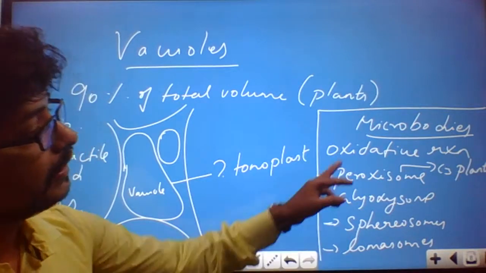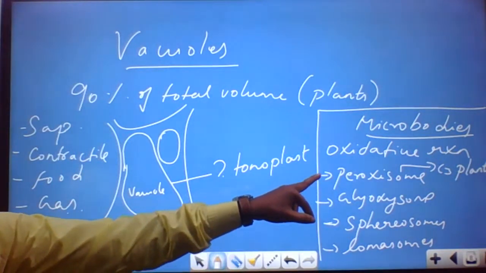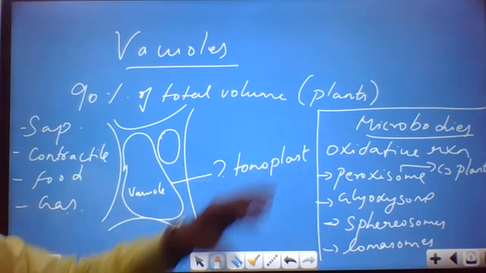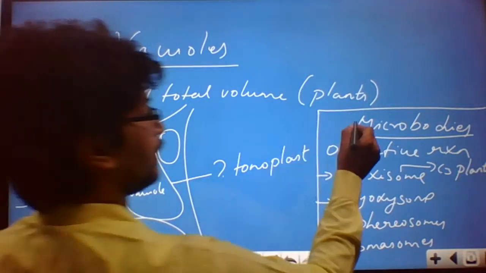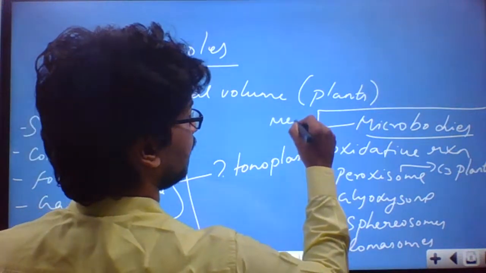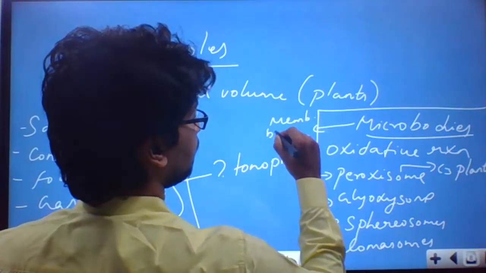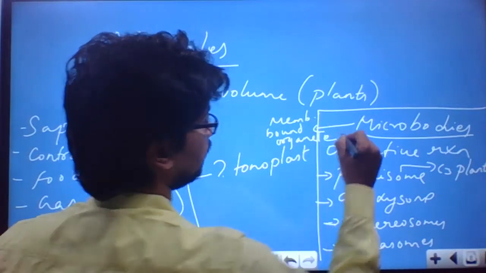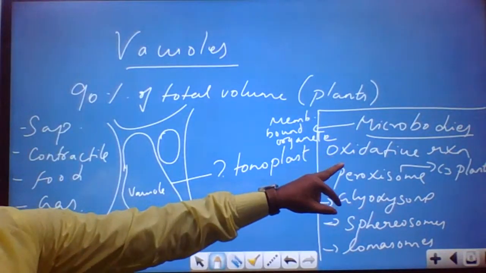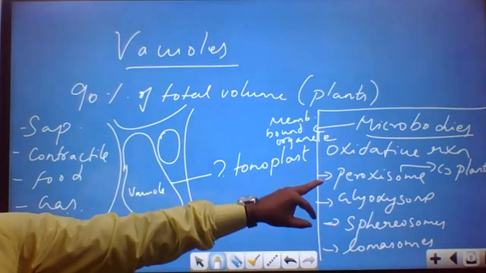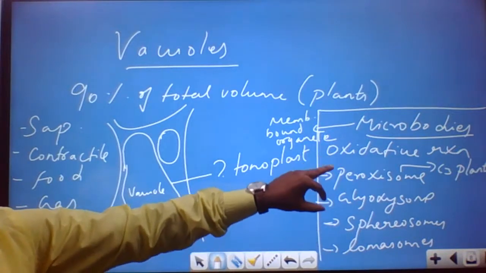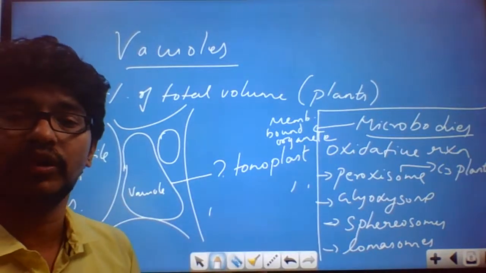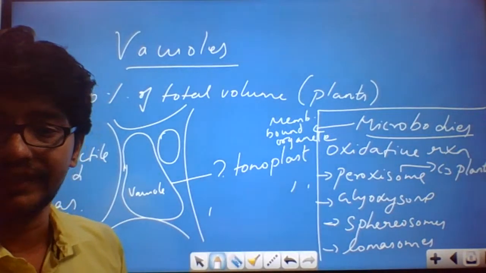Fine. Coming to the peroxisomes, usually seen in C3 plants. What are microbodies? Microbodies are basically membrane-bound organelles. We can define a microbody as a membrane-bound organelle that performs an oxidative reaction. So peroxisome, this type of microbody, you often see in C3 plants. We already discussed C3 plants and C4 plants and how they can be differentiated.